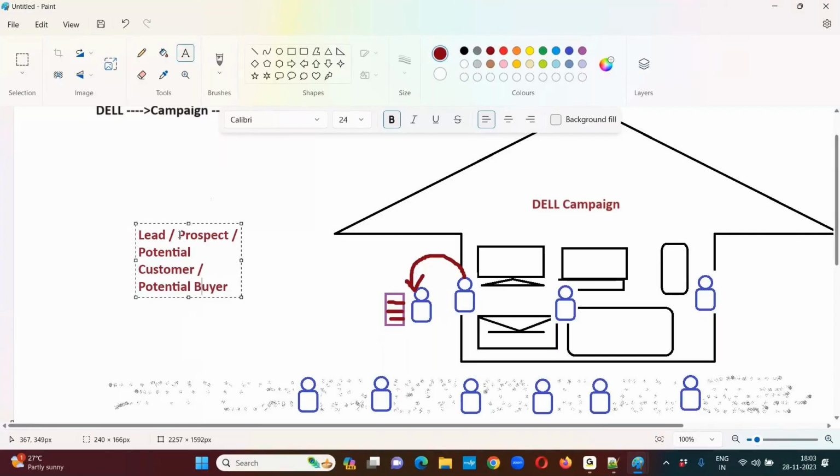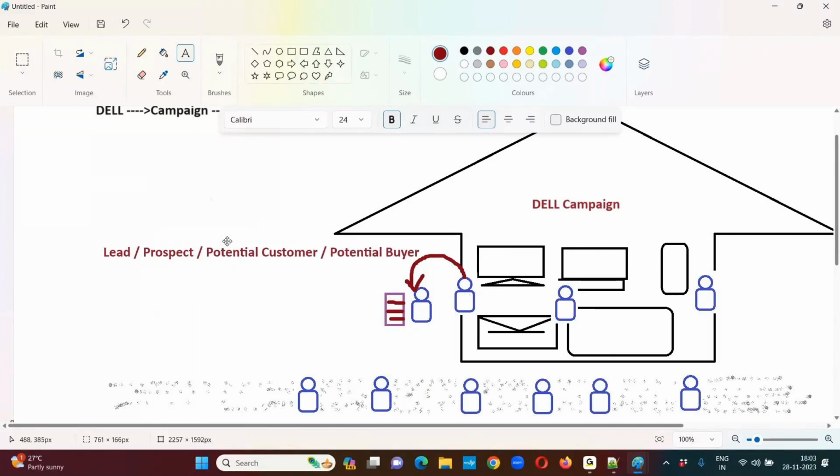Potential buyer. All the terminologies are the same. Now, lead or prospect or potential customer or potential buyer. Any of the terminology we can use over here. Okay, now tell me, in this case, how are we capturing these leads?